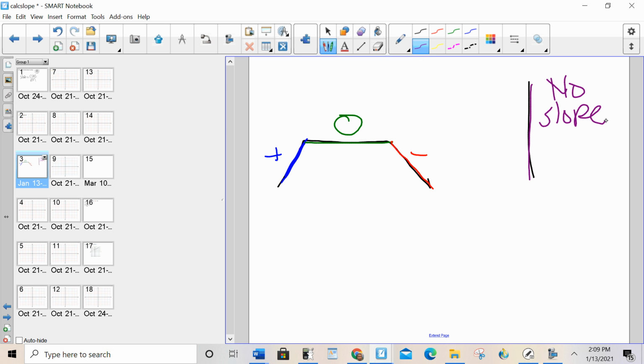That would be an example of no slope. So basically, these are your 4 different circumstances, but within this lesson, we're also going to talk about precisely how to get the value of slope.